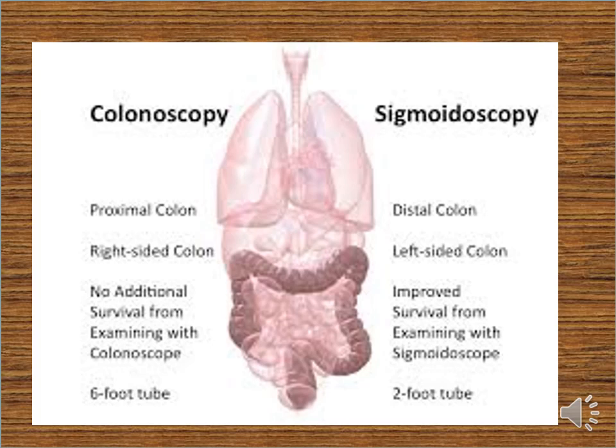We have a difference between colonoscopy and sigmoidoscopy, the difference between these two diagnostic methods. The colonoscopy examines the whole colon, including the right-sided colon, with a 6 foot tube length. The sigmoidoscopy reaches the distal colon, the left-sided colon, and the full survey from examining with the sigmoidoscope is with a 2 foot tube.